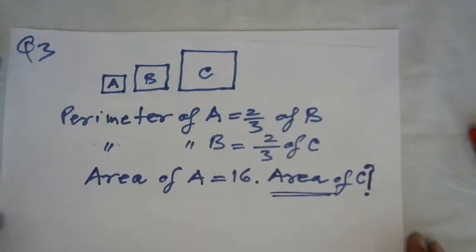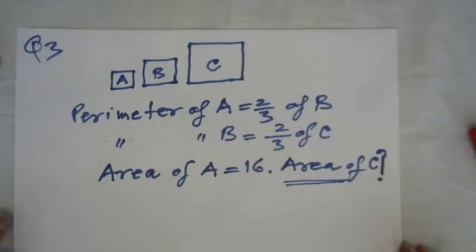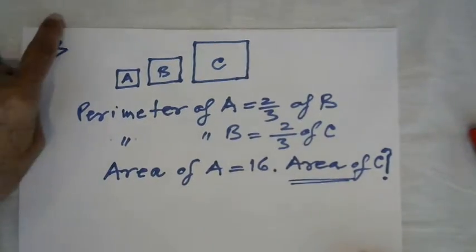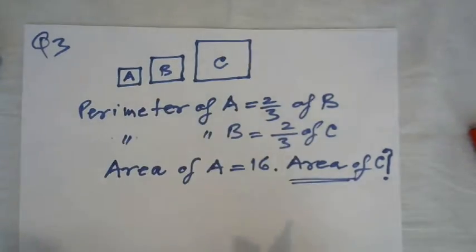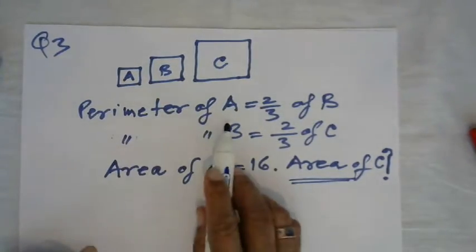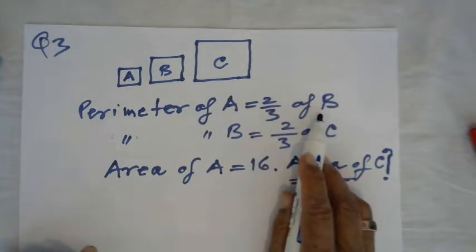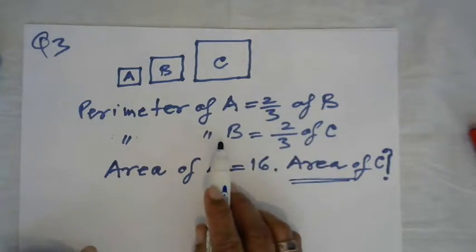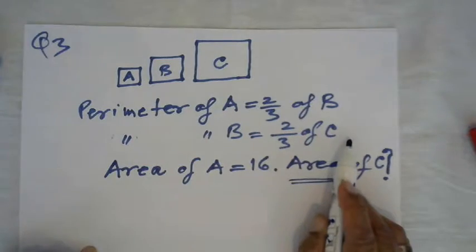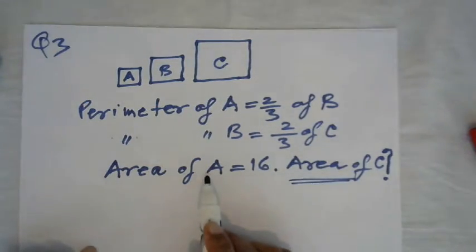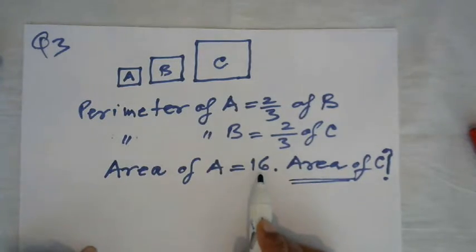Question number 3. There are 3 squares A, B and C. The perimeter of A is 2 by 3 that of B, and the perimeter of B is 2/3 of the perimeter of C. And we are given that the area of square A is equal to 16. Find the area of C. Okay?